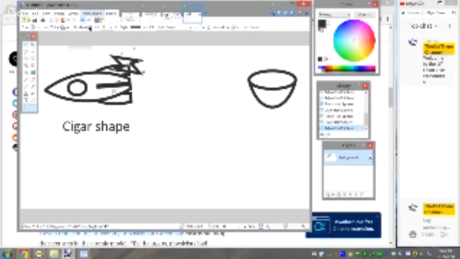I forgot to click off it again. That was meant to be a lightning spike. Just wanted to do it like an angled cone. There we go. That'll do. And click off it. Now we need that lightning spike.